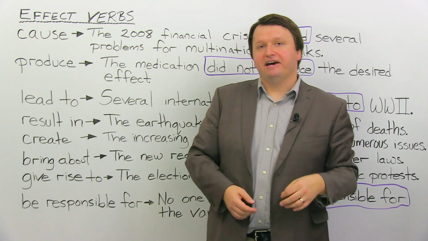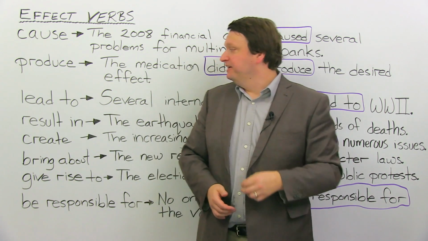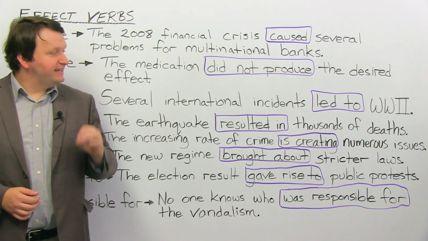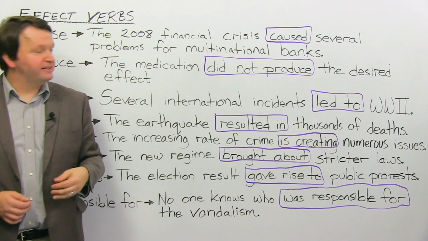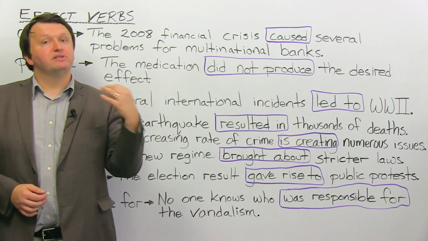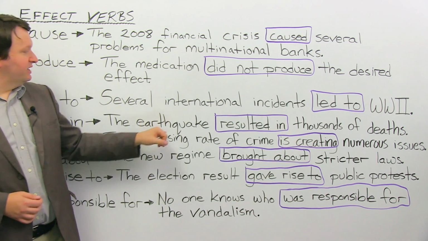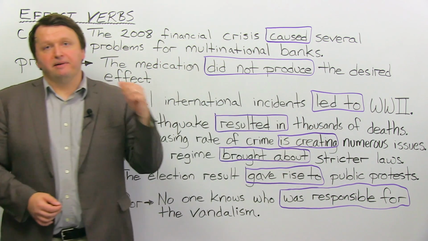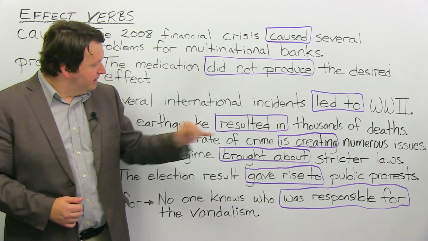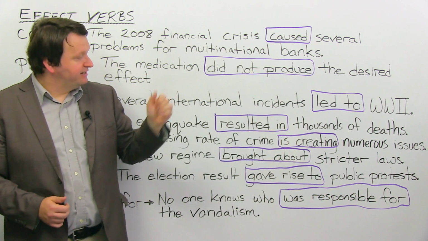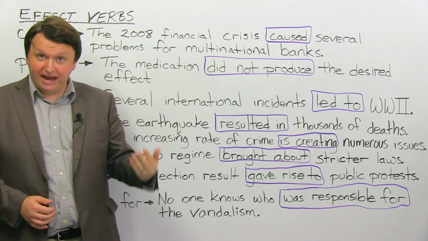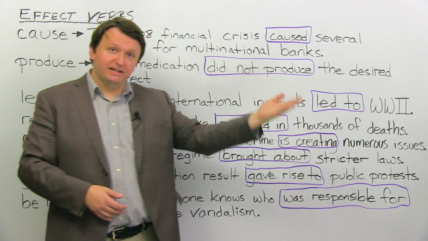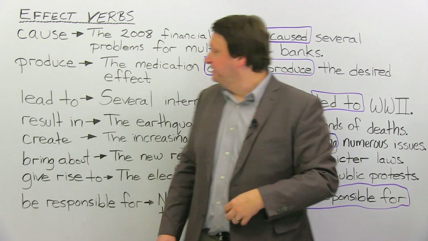Result in, very straightforward, I think. So result in, the earthquake resulted in thousands of deaths. The effect of the earthquake, the result of the earthquake. So the earthquake resulted in thousands of deaths. Later, we'll look at a result of, so that will be for cause, but for effect, you can say result in. What was the result? It resulted in blank and something.